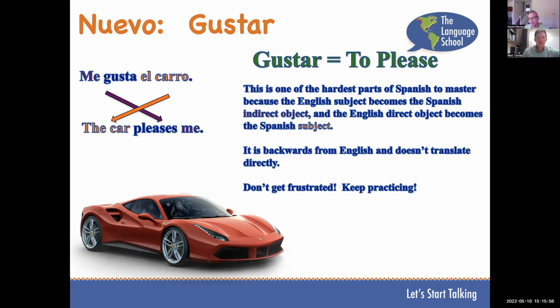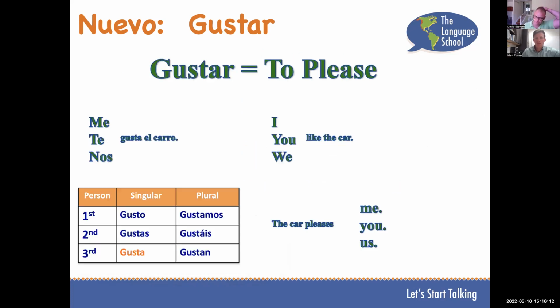And that's why, initially when I teach this, I don't get into a lot of detail because I have to kind of teach it because it's so common. You have to learn it right away. But really to understand the way this works is it's backwards from English, right? So it doesn't translate very well. Now, almost always we're going to use the verb gustar in the third person singular or the third person plural, right? So just to kind of walk you through this, right?